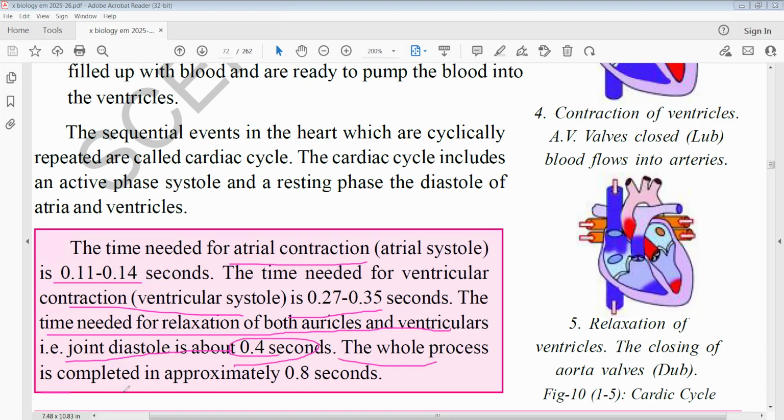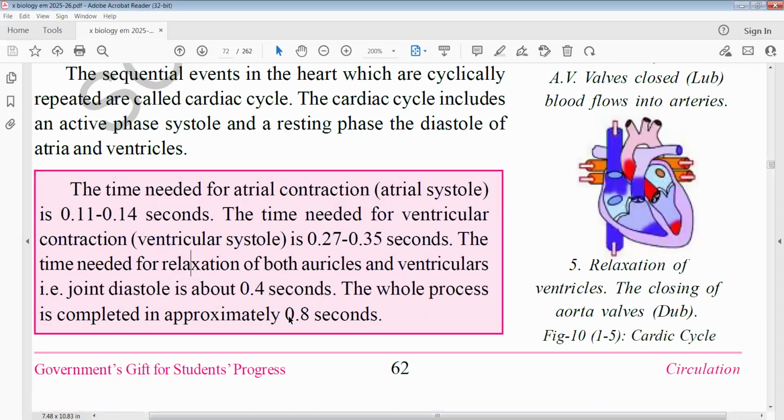The whole process is completed in approximately 0.8 seconds. So for contraction of auricles and ventricles, auricles take 0.11 to 0.14 and ventricles 0.27 to 0.35, whereas relaxation of both auricles and ventricles takes 0.4 seconds. The total contraction and relaxation of all chambers takes 0.8 seconds. So one total cardiac cycle takes 0.8 seconds.